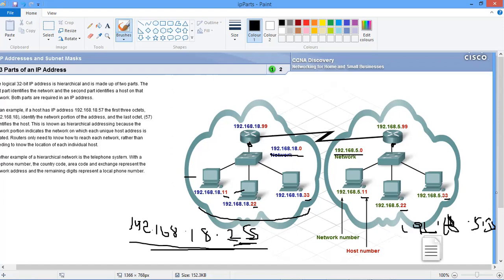192.168.5.255. That's the broadcast address for that network. So when any of them wants to send a broadcast message, that's what it's going to use.